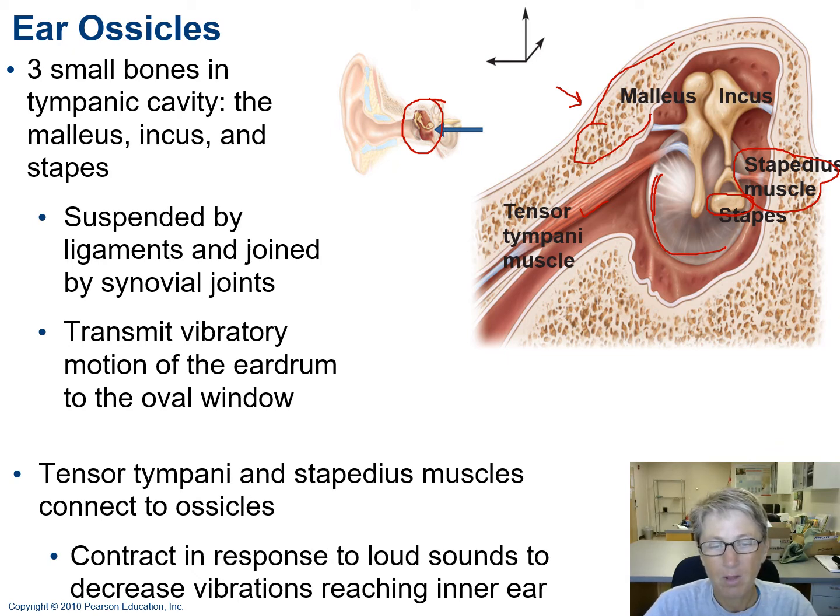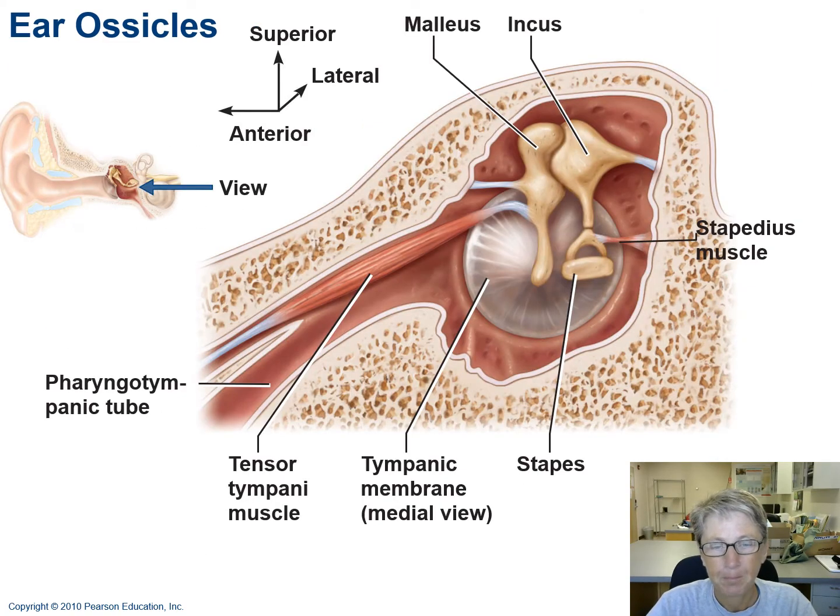the tensor tympani and the stapedius muscles are connected to the bones, and if really loud sounds come into your ear and this tympanic membrane is vibrating really violently, these muscles can contract to help decrease the violent vibrations of the tympanic membrane. Okay. And it's just a cartoon that shows everything we just talked about. And so the oval window, it's cut, so it's kind of a weird cut, but the oval window would be in the front of the slide right here, and the stapes would be covering that oval window.